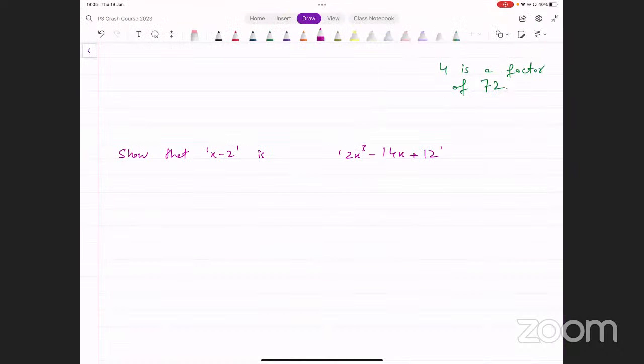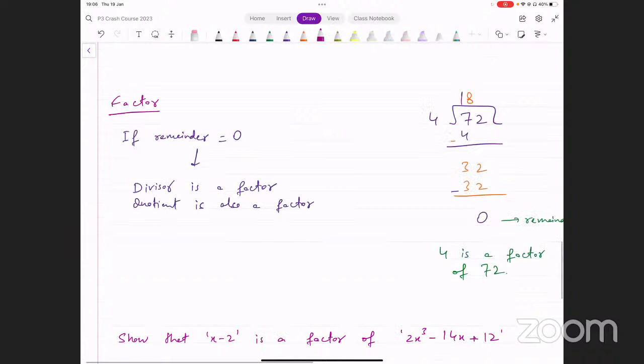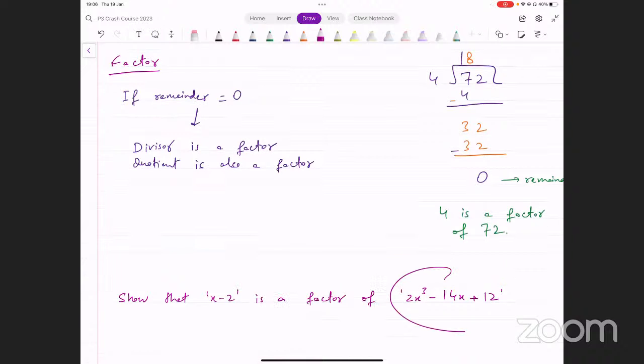Okay. Achha, show that x minus 2 is a factor of this polynomial. Let's say this is what we want to do. We want to prove that this is a factor. Now, how do you do this? We just discussed the definition of a factor. If you were to divide this polynomial by x minus 2, if the remainder turns out to be 0, then x minus 2 would be a factor of this polynomial.